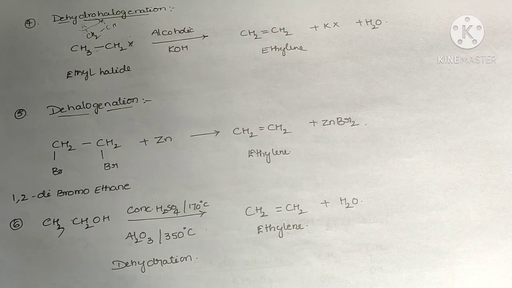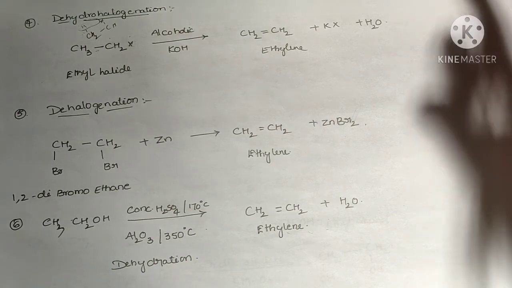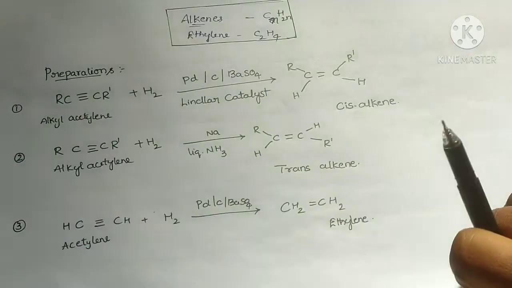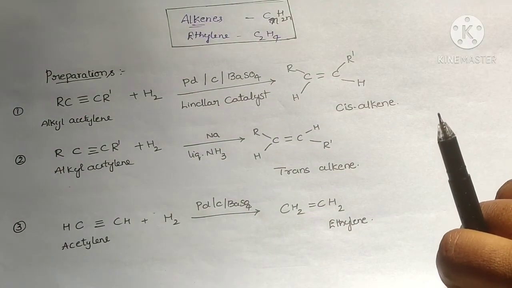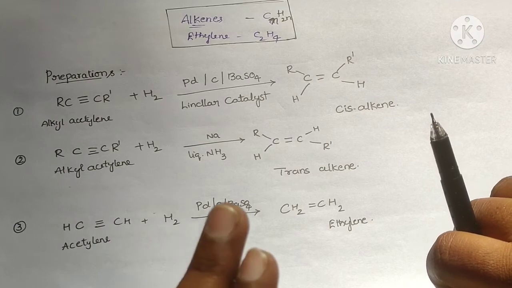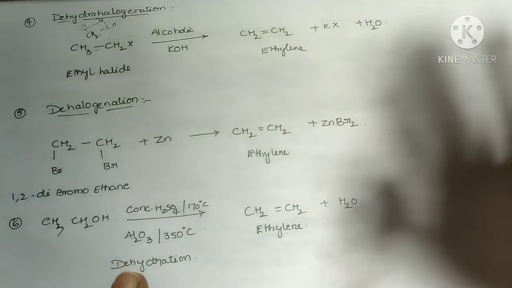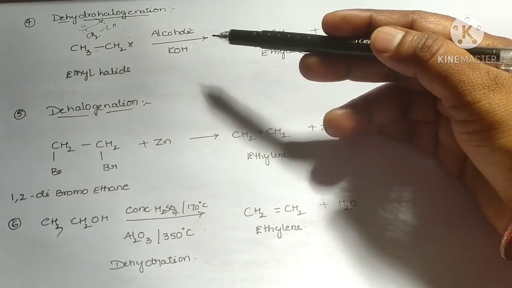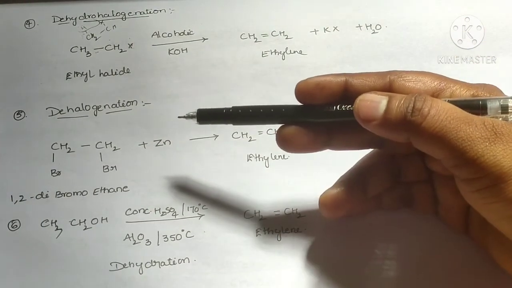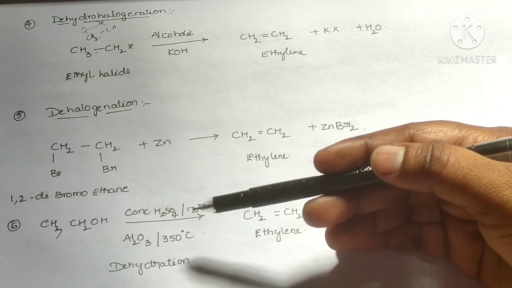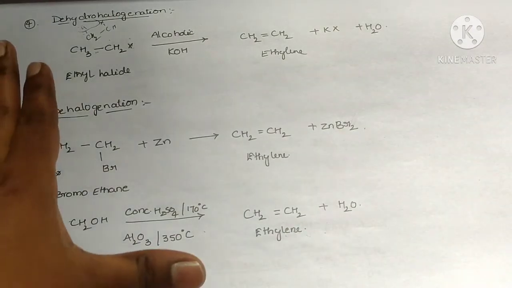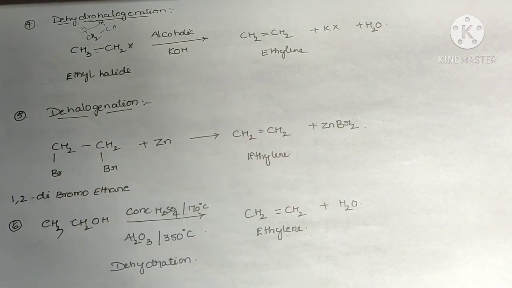What are the preparations of ethylene? One of the preparations is using a Lindlar catalyst, by which it forms cis alkenes, trans alkenes and ethylene. And the next preparations are dehydrohalogenation, dehalogenation and dehydration. These are the steps to prepare ethylene.